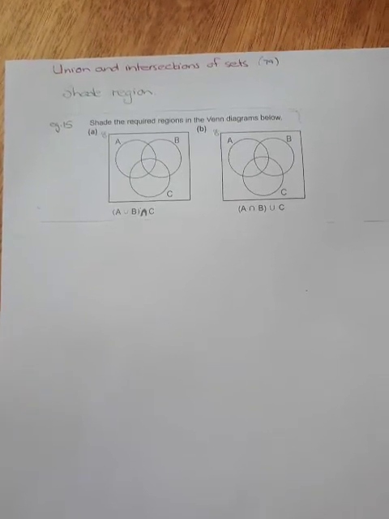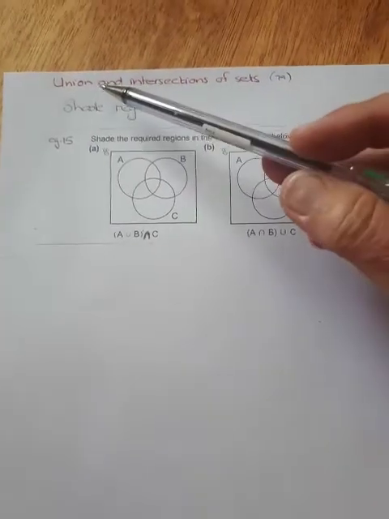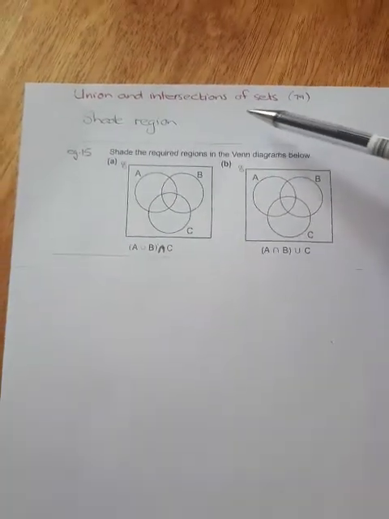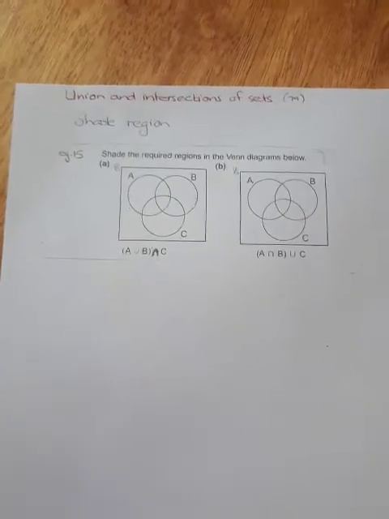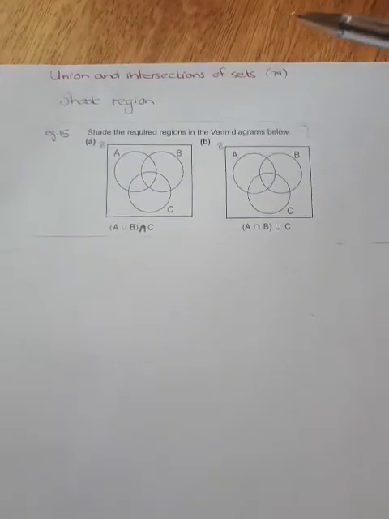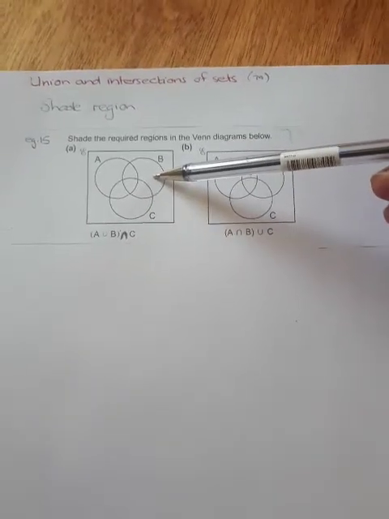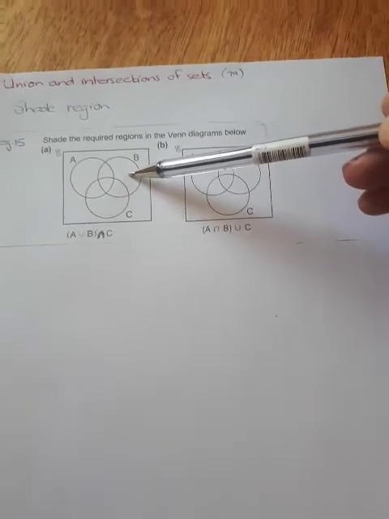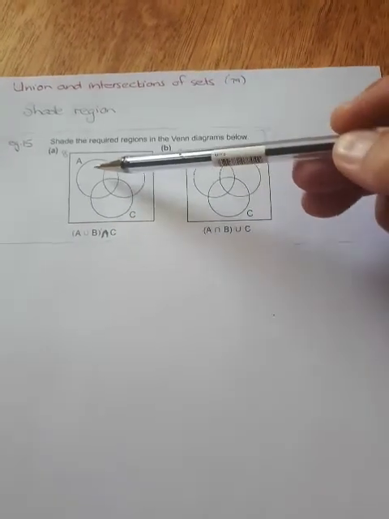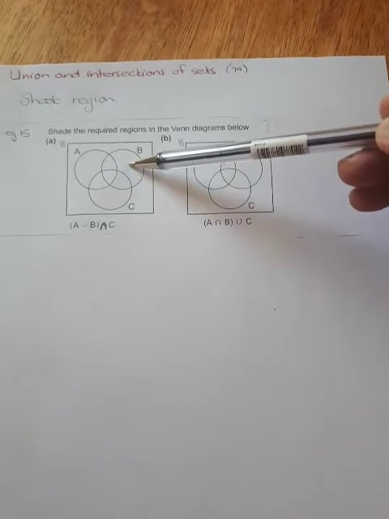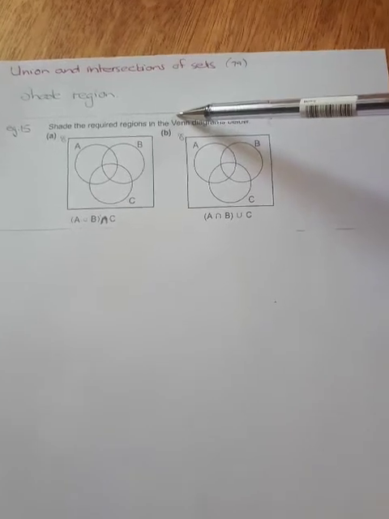Hello, this is a video on the shading of regions of unions and intersections of sets. There was a previous video where I showed you how we label the regions in a Venn diagram, and thereafter we actually look at the question. The previous video had two sets in a Venn diagram. This one has three sets in a Venn diagram.